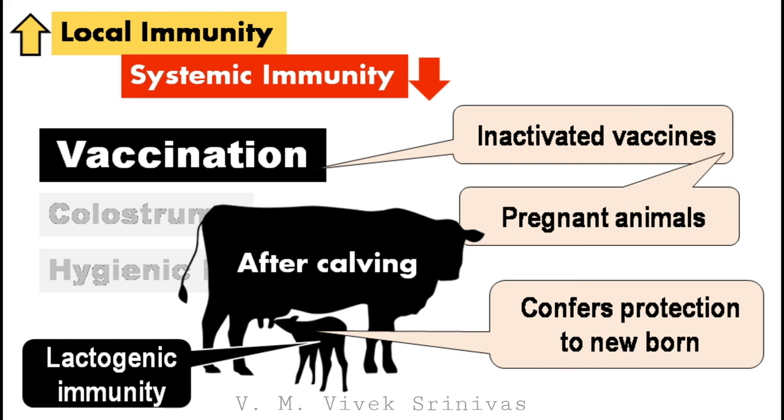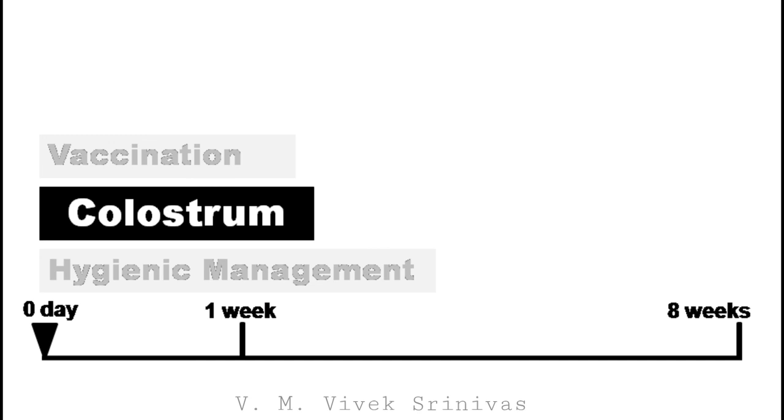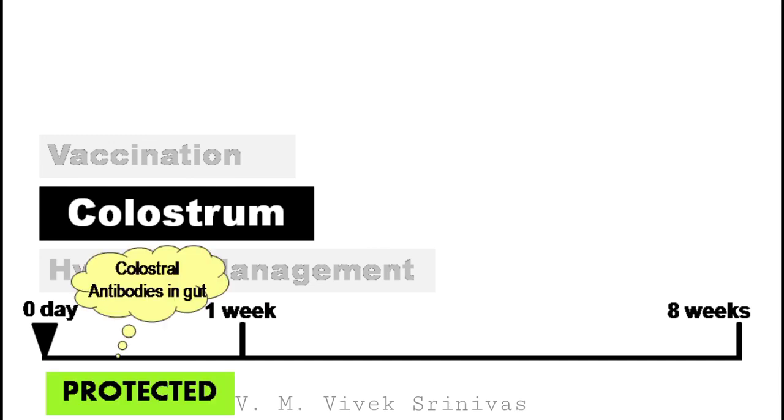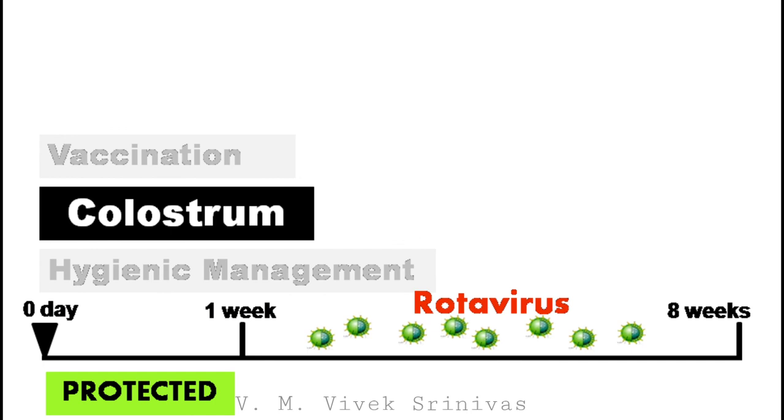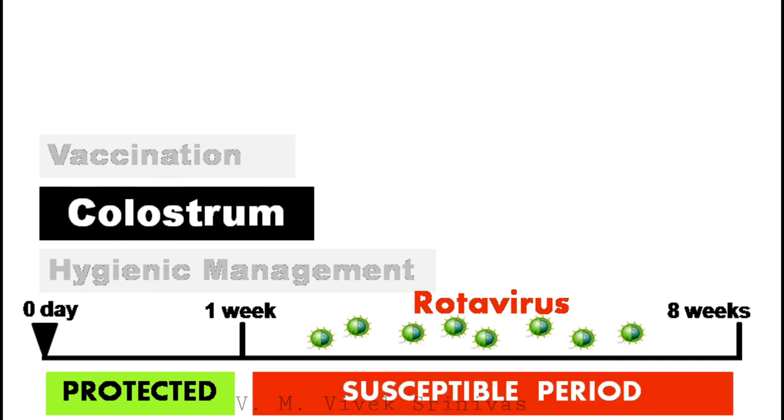This type of passive lactogenic immunity remains the most promising and effective way to protect neonatal suckling young animals from enteric diseases. As we already discussed, in the first week, the animals are protected due to the presence of colostral antibodies in the gut. Due to subsequent reduction of the colostral antibodies, the animals are prone to rotavirus in subsequent days, with the virus susceptible window period from the first week to the eighth week.